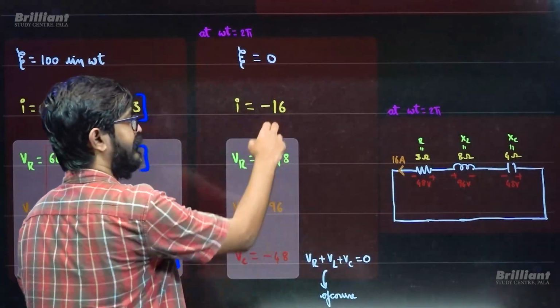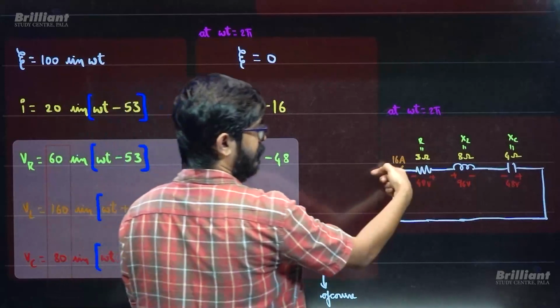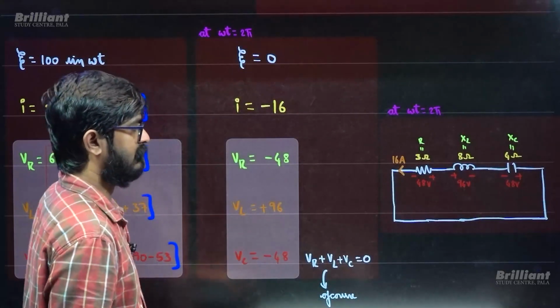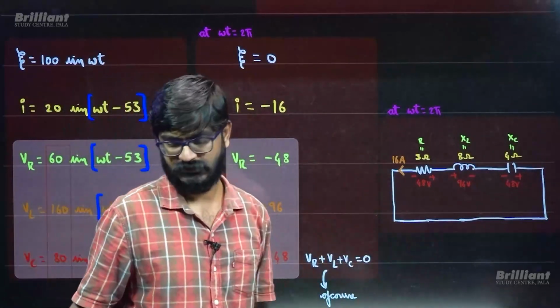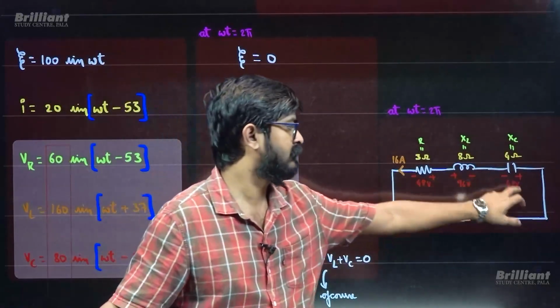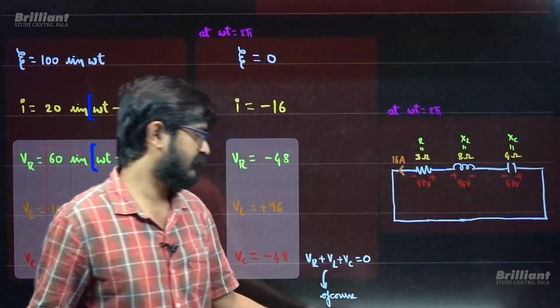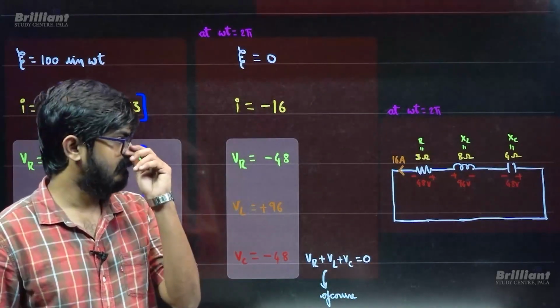Current also we are getting negative. We assumed current is that way, but we are getting the opposite direction. And right at that moment source voltage is 0. Right? Now the summation of these three should turn out to be 0. That must make sense. KVL is valid at any moment we take, right?